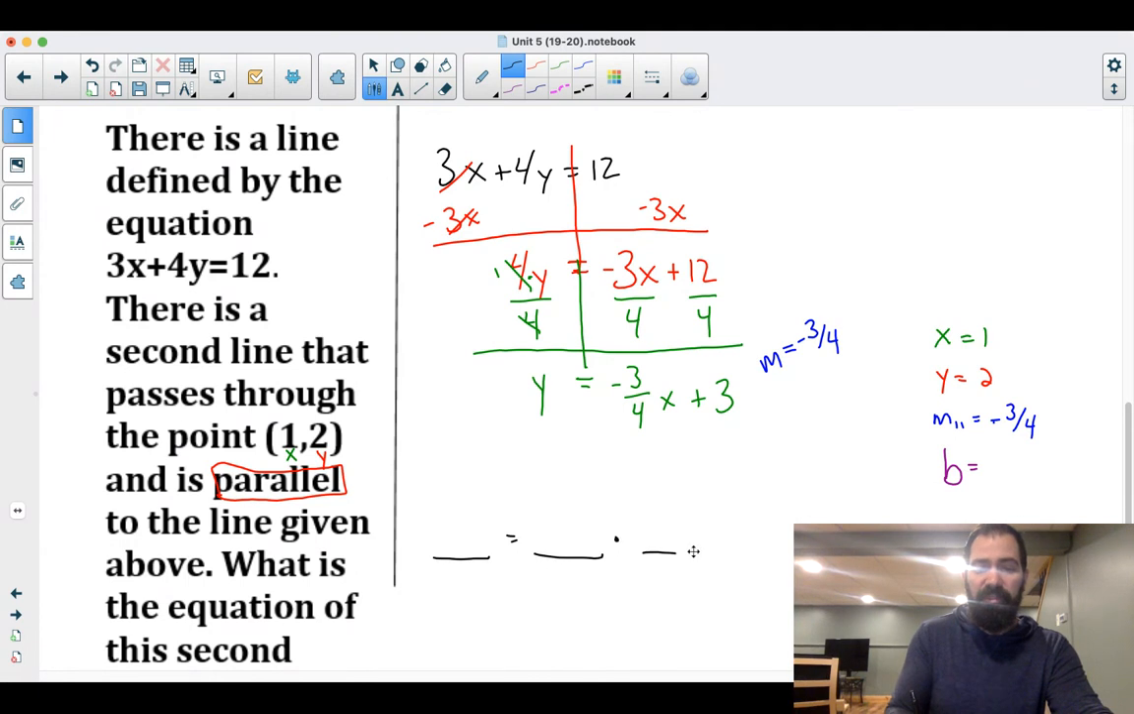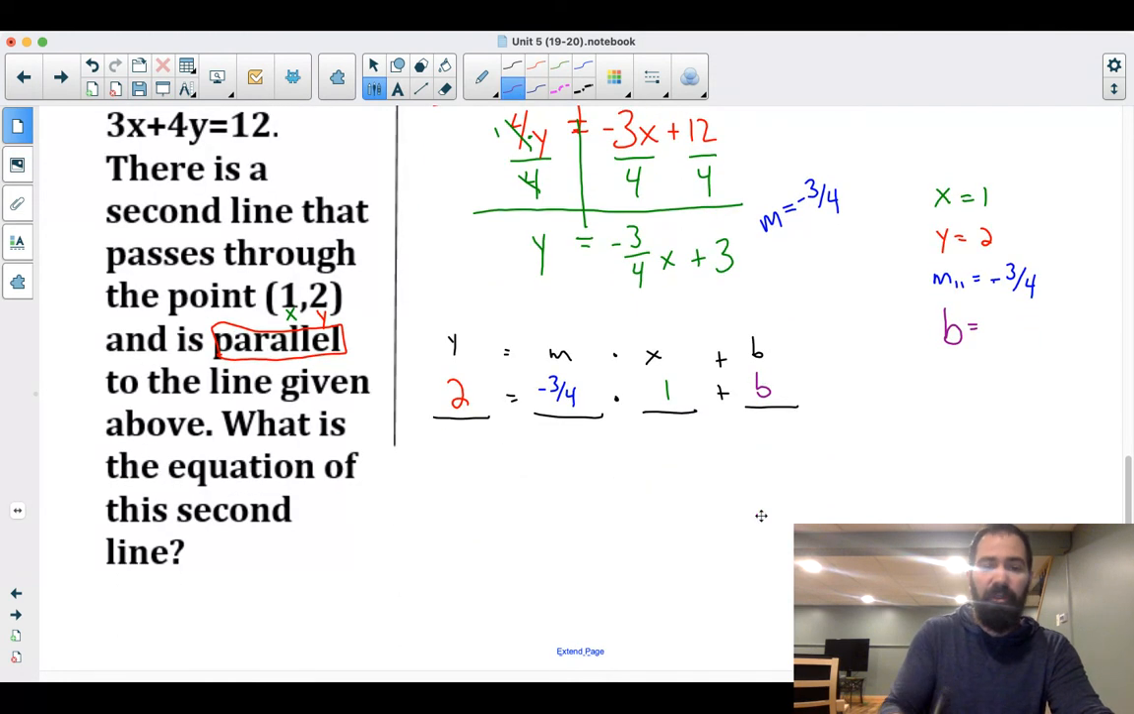So now we want to substitute back into our equation. Y equals m times x plus b. Well, what's our y value? Our y value is 2. Again, we got that from our original problem. Our slope, which is the same as the original slope, is negative 3/4. Our x is 1. We got that again from our original problem. And we don't know the value of b. We have to solve for it. So let's simplify. 2 equals negative 3/4 times 1. Well, anything times 1 is just itself. So we get negative 3/4.